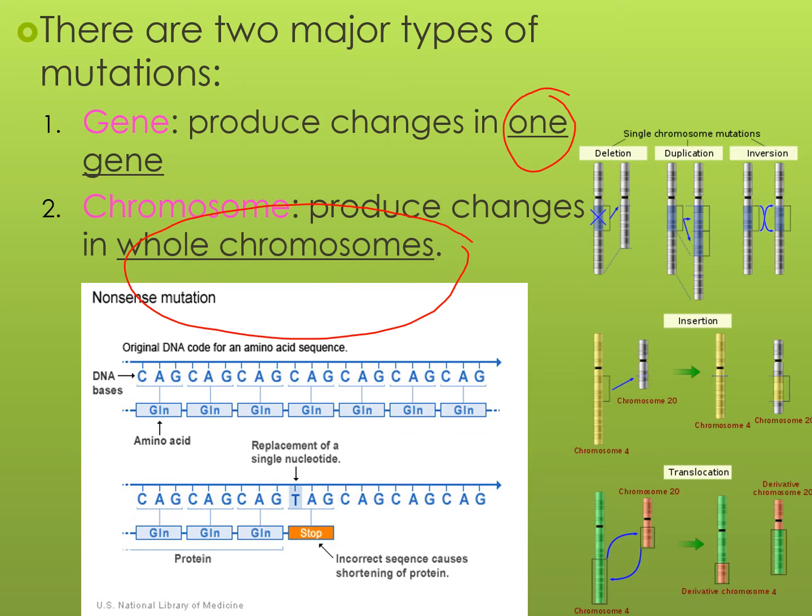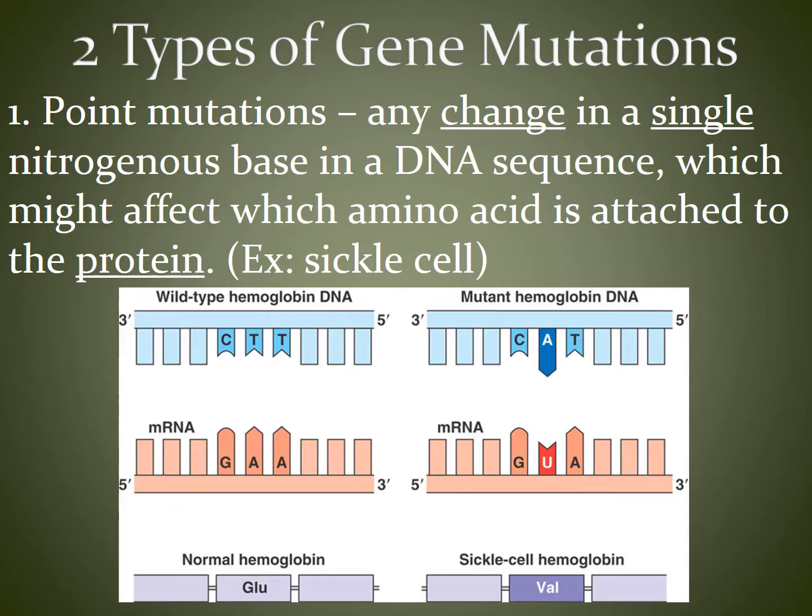So, just an example of a gene mutation. We have two types of gene mutations. First one is called a point mutation, and this is a change in a single nitrogen base, which is the ATGCs, which may affect the amino acid.